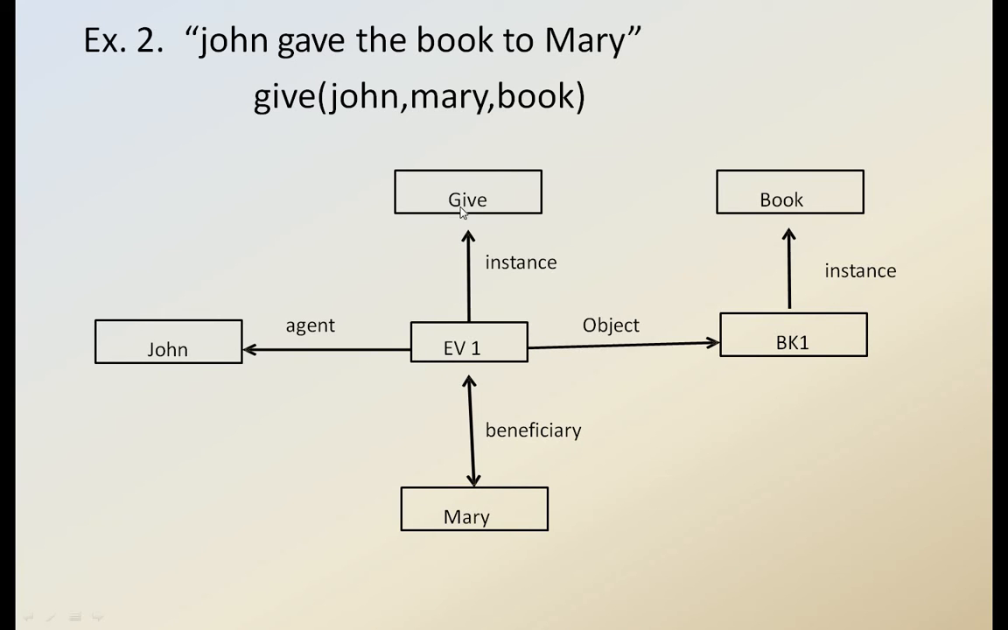So John giving the book can be represented, give as EV1 and book as BK1, where EV1 is the instance of give and BK1 is the instance of book. These two are auxiliary objects that we need to represent give and book. We can't represent give and book directly here. So Mary is connected to the EV1 give instance as the beneficiary, BK1 is the instance of the book, and John is the agent who is giving the book.